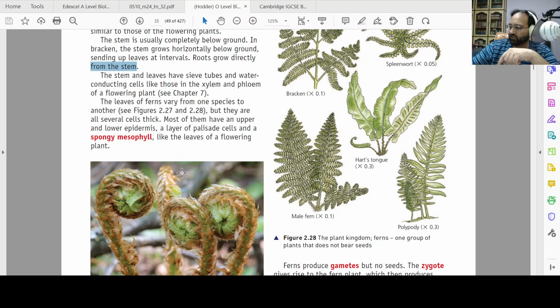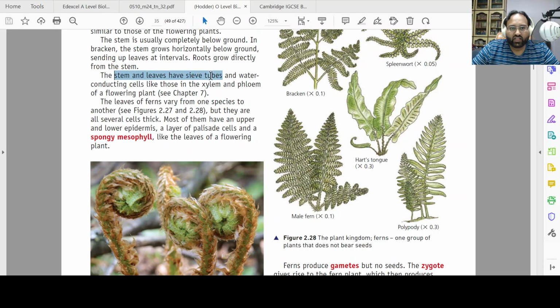Let me get a pen. So this is the stem, and you have the top part that has the leaves, and then maybe some empty space over here, and the roots at the bottom. Not like that. Oh, okay.